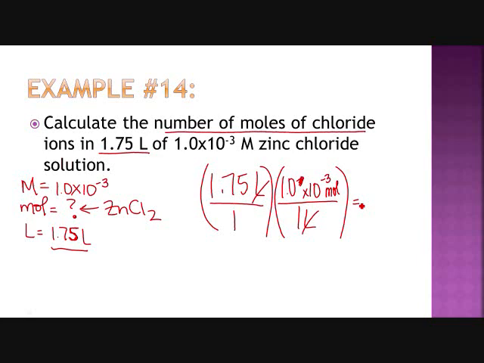So the moles are going to be 1.75 times 10 to the negative 3 moles. And that's the moles of the zinc chloride.